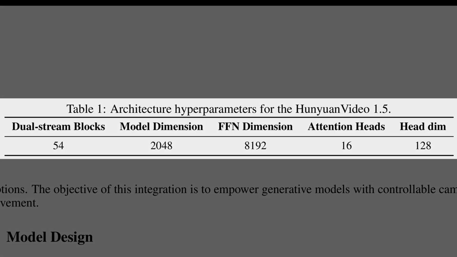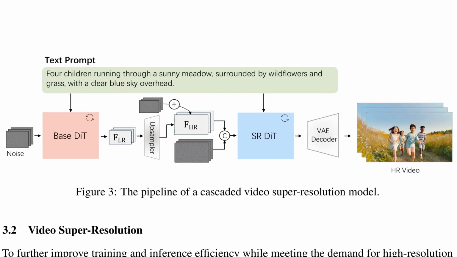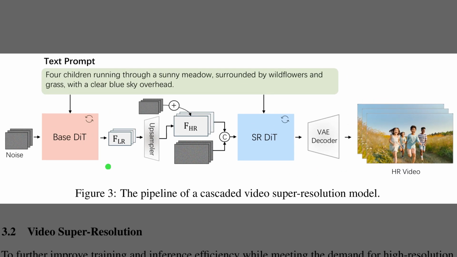So, after defining the transformer backbone, Figure 3 explains how the system actually reaches crisp high-definition video. The pipeline first uses the base diffusion transformer to turn noise and a text prompt into low-resolution latent features. An upsampler enlarges these latents, which are concatenated with the original ones, and pass into a super-resolution diffusion transformer. A variational autoencoder decoder then converts the refined high-resolution latents into the final 1080p video.